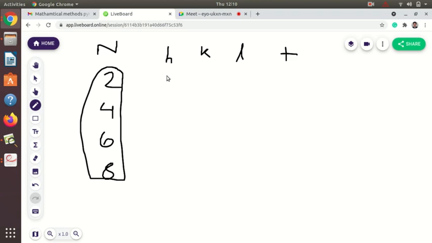Okay, let's check. So 1 1 0. What is addition? 2. Okay, it is even. Good. 4. Tell me what will be the HKL plane? 2 0 0. Okay. So what is addition?